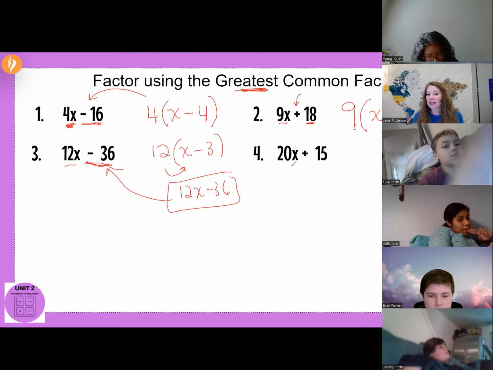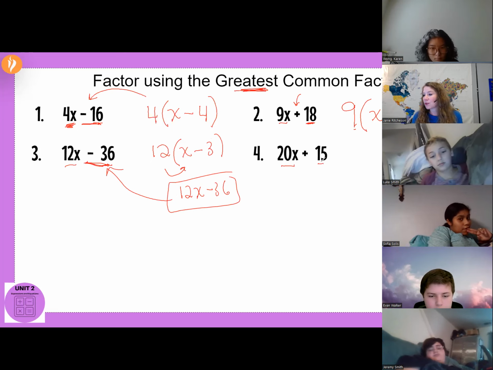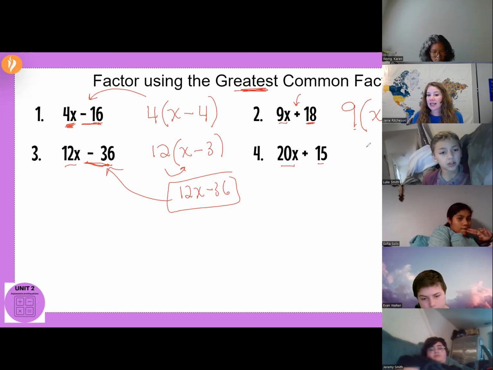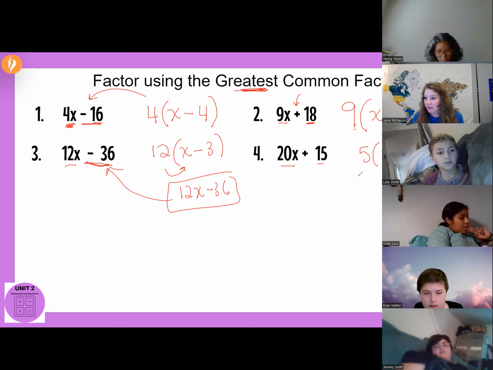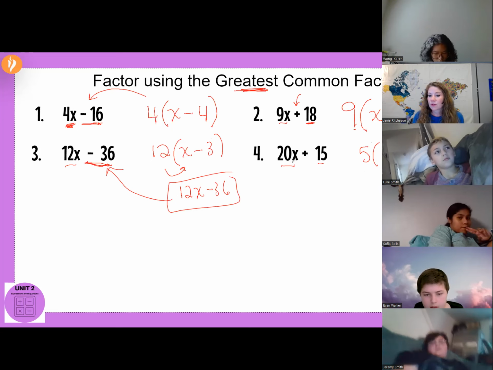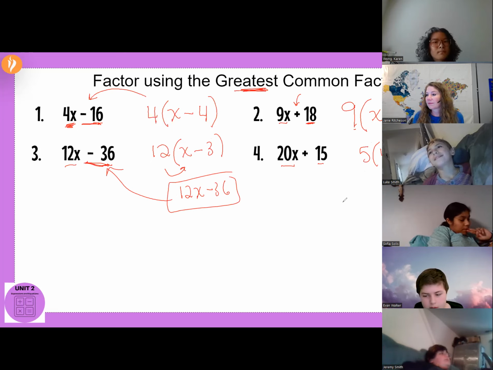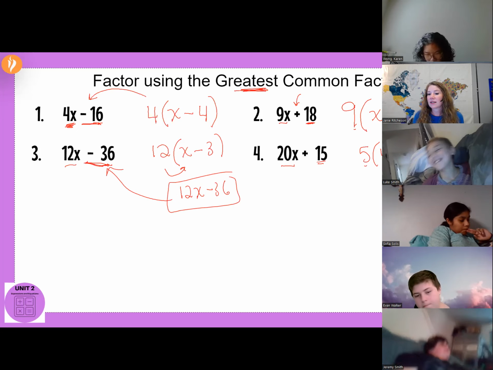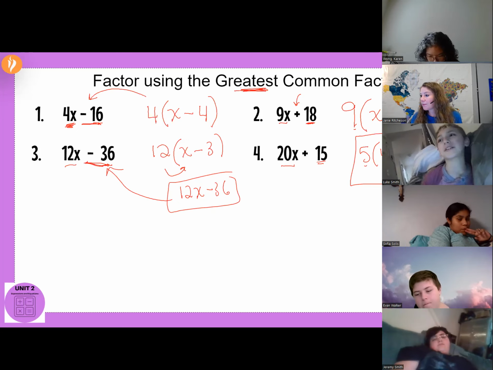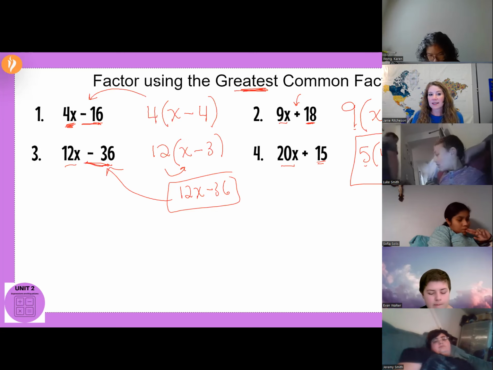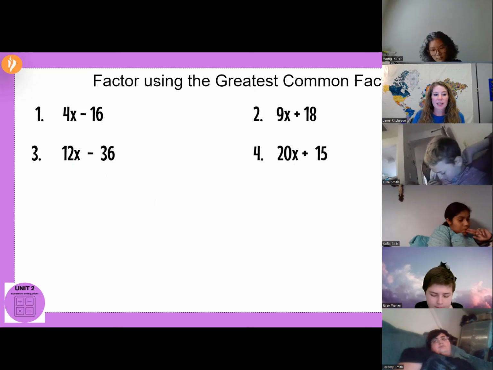All right, what did y'all pull out of number 4? What's the greatest common factor of 20 and 15? 5. We can divide those numbers both by 5, right? So 20 divided by 5 is 4x, and 15 divided by 5 is positive 3. Are you with me? Once you get the hang of it, you're like, oh, I get it. This is kind of fun. Kind of putting this puzzle back together again.